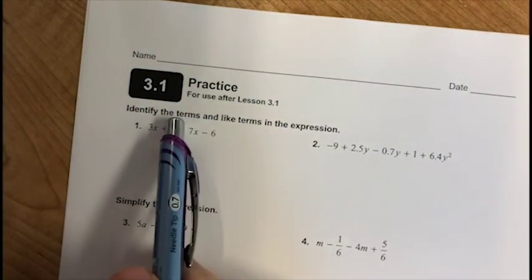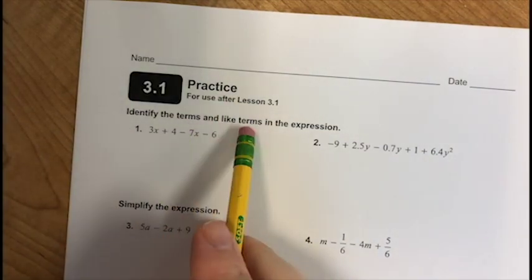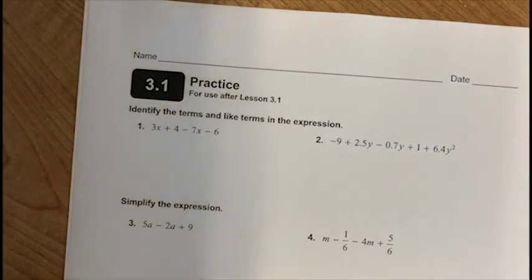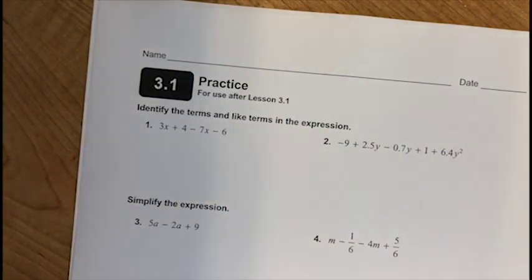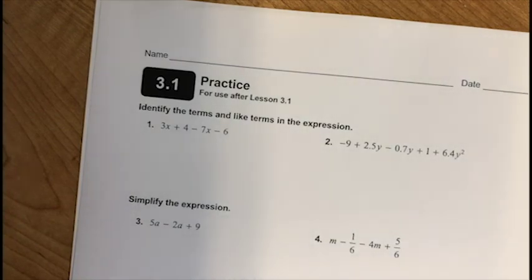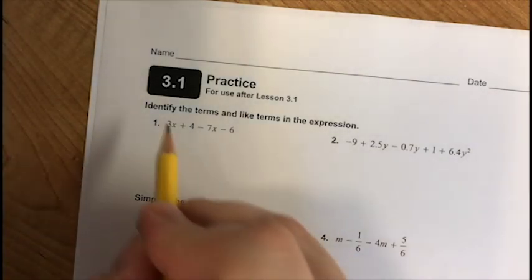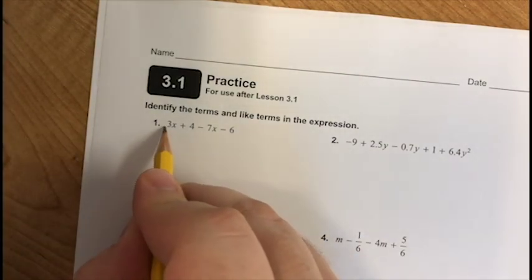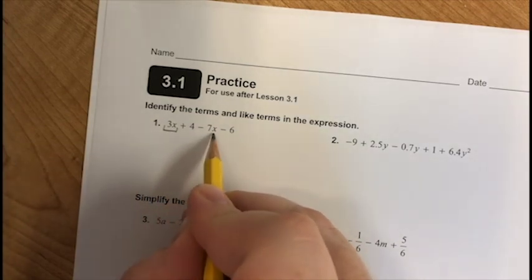First off, it says identify the like terms in the expression. So what we need to do is look through all the terms. Like terms are terms that have the same variable raised to the same power. The first ones are really easy. Notice here I have a 3x and another x over here. But this is the thing.